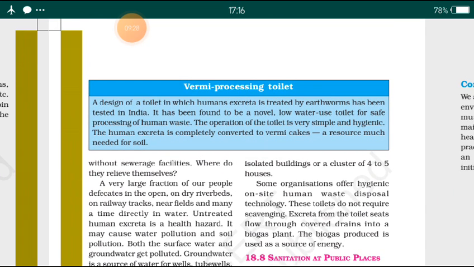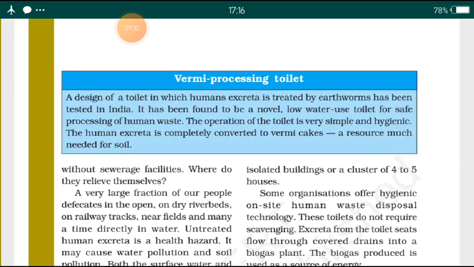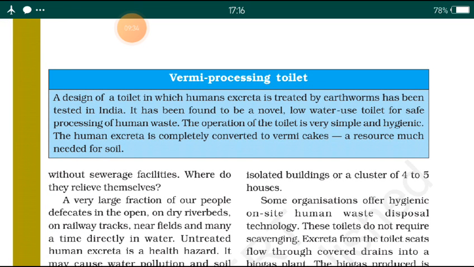So what will we do for them? Here the vermi-processing toilet is described. A design of a toilet in which human excreta is treated by earthworms has been tested in India.